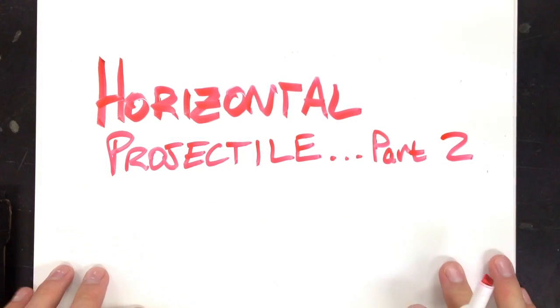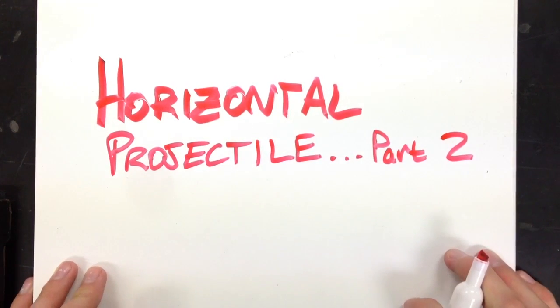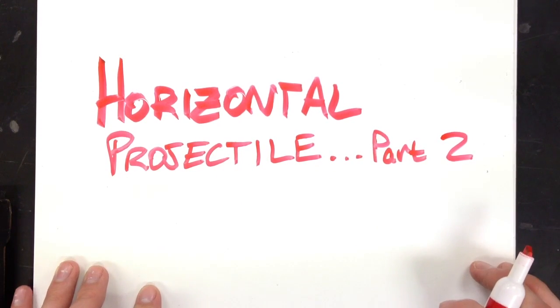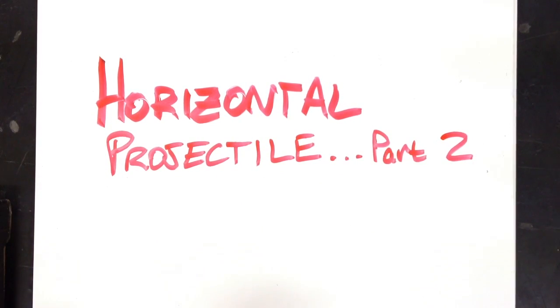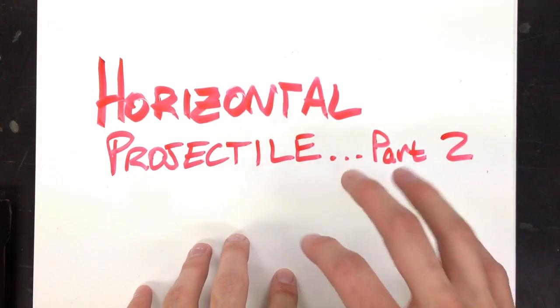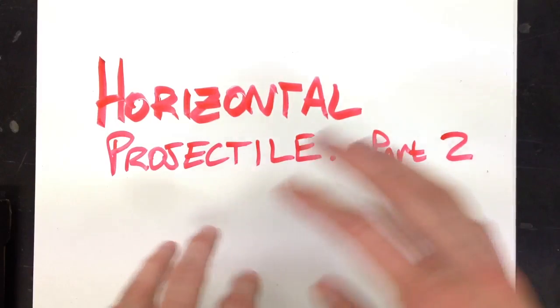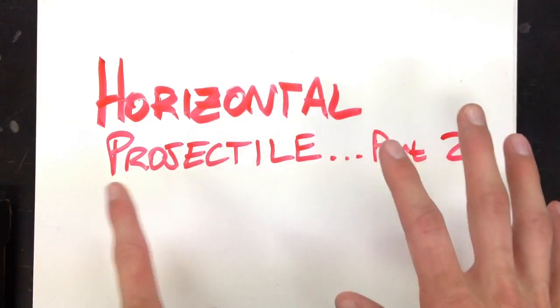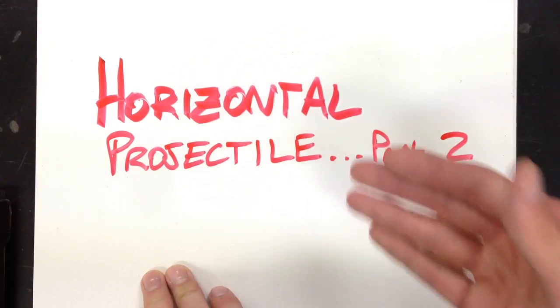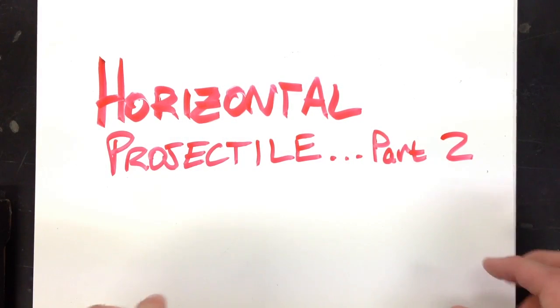Hello learners, and welcome to the second installment of our video tutorials about horizontal projectiles. Now, in this video tutorial, we're going to be looking at types of problems where there aren't actual values assigned to anything. You'll be dealing only with variables, things that are known and given, and then the variables that you're going to try and solve.